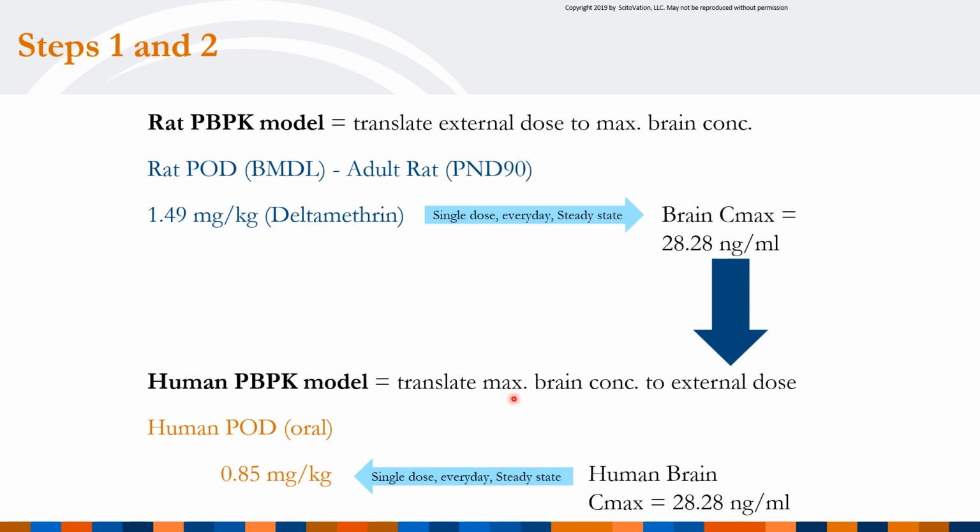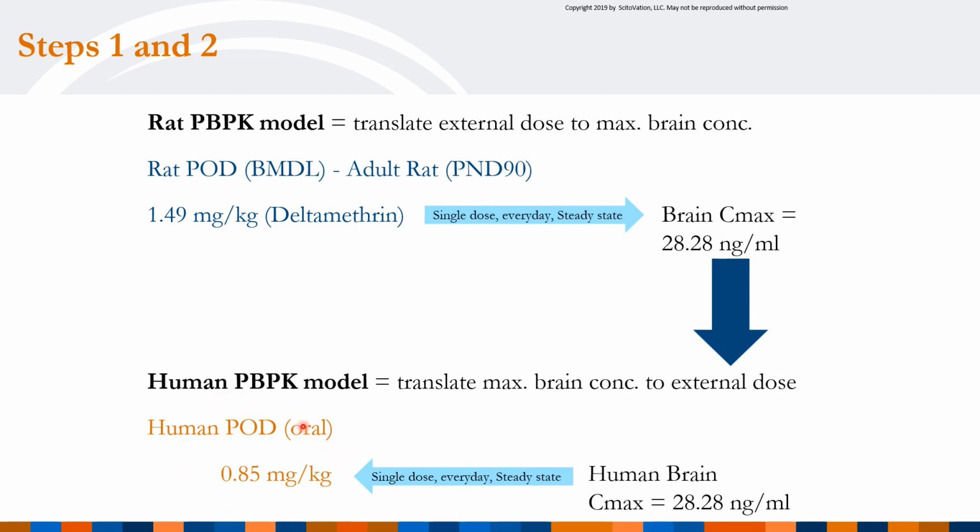Then we used the human PBPK model to translate this maximal brain concentration from rat, and we assumed, based on pharmacodynamic work that was done previously, that this concentration in brain in rat was equivalent to the brain concentration in human, and we translate this concentration to an external dose. So from the human brain Cmax of 28.28 nanogram per ml, we use the human PBPK model with the same thing, single dose every day to have a steady state. And we derive a human equivalent dose of 0.85 milligram per kilogram.